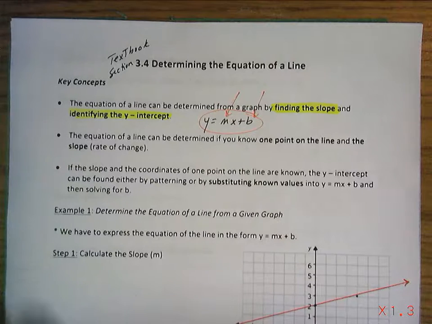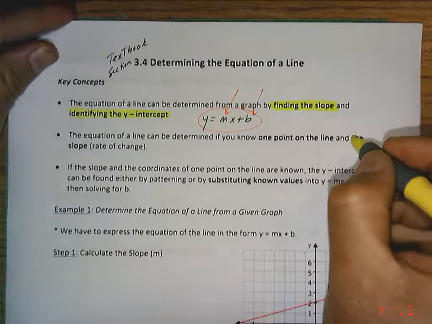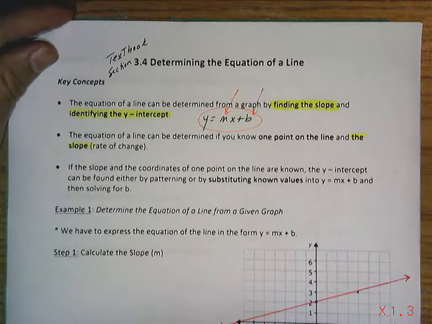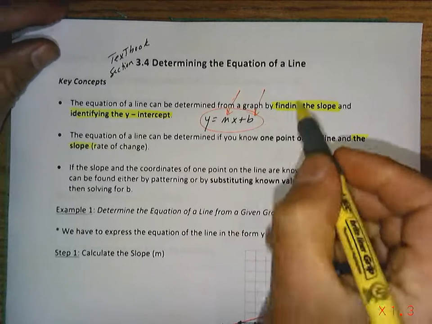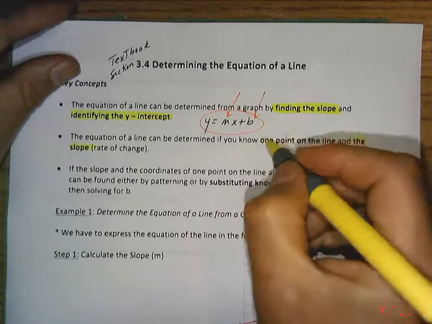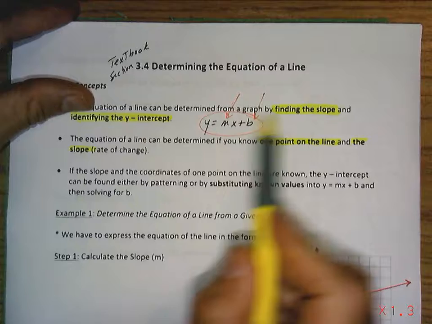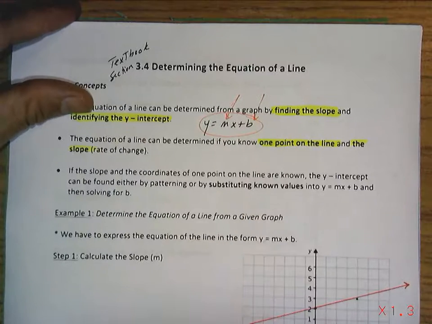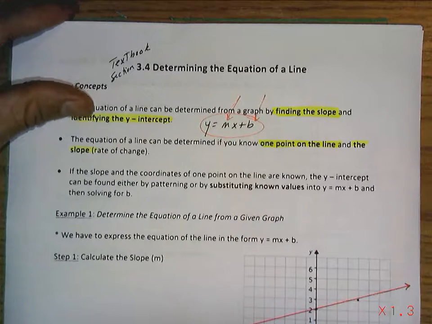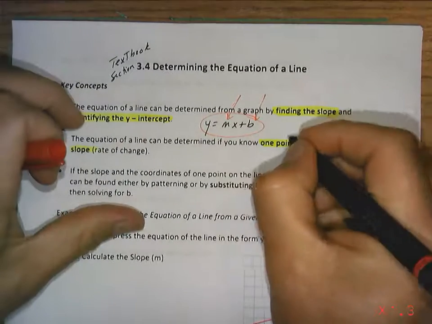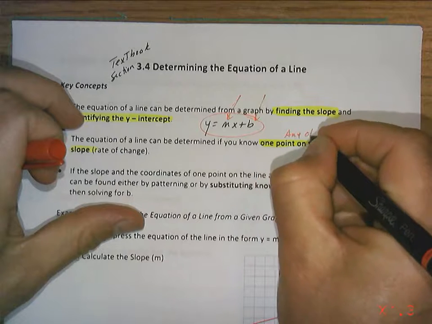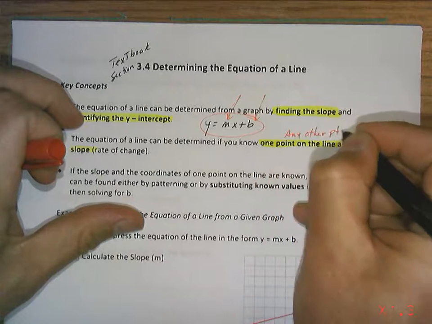Key concept number 2. The equation of a line can be determined if you know one point on the line and the slope. So this is a little bit different, not a lot, but a little bit different. This is saying that if I know the slope of the line, just like before I needed the slope, and if I know one point, but that really means any other point. This one was saying the y-intercept. That's a point on the line, but this is saying any other point on the line.